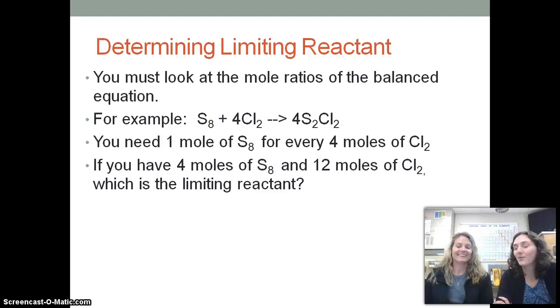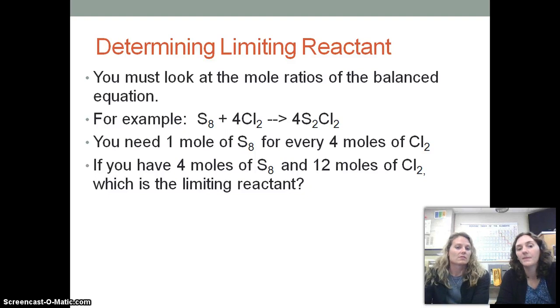There are big calculations that you can do to determine limiting reactants, but we're not going to go there. We're only going to do the mole ratios, and then we'll be able to see which one is our limiting reactant based on the mole ratio. So if you balance your equation, like we did here, S8 plus 4Cl2 produces 4S2Cl2, you are going to compare your mole ratio of S8 to your moles of Cl2. So you have 1 mole of S8 and 4 moles of Cl2.